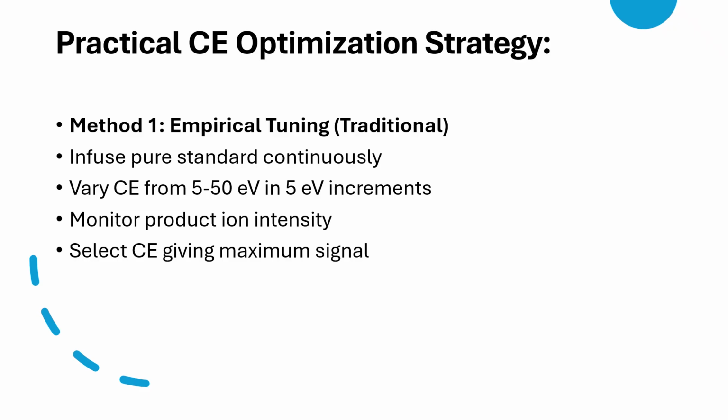Now let's come to your collision energy optimizing strategy. Traditionally, we used to infuse pure standard continuously, and we used to give varying collision energy, that is from 5 to 50 electron volts in 5 electron volt increments, and we used to monitor product ion intensity. So whichever collision energy gave maximum signal, we used to use that collision energy.